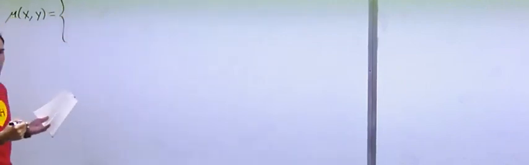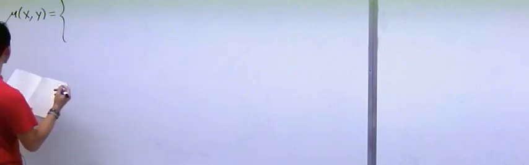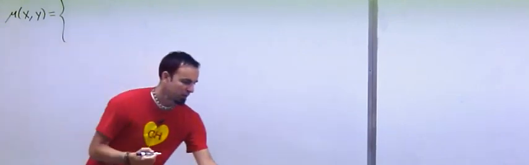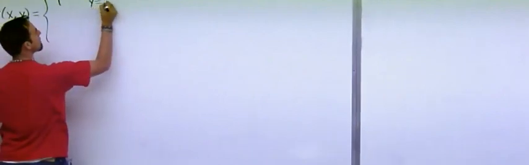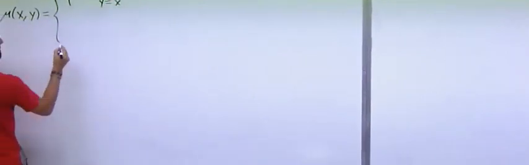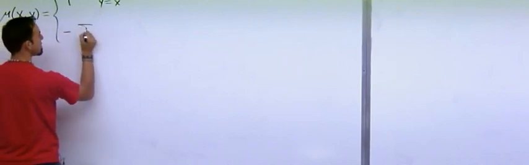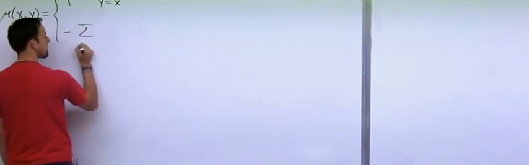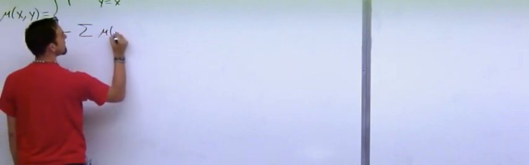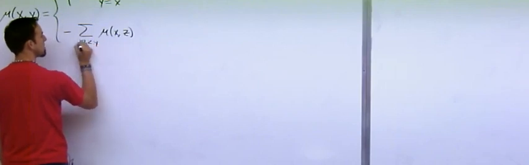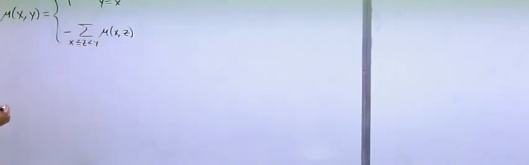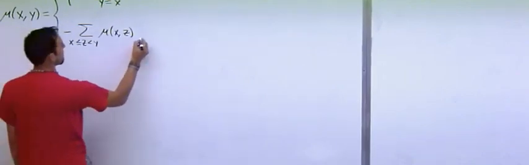Okay, so I'll remind you where we were. We were talking about Mobius functions, and I defined the Mobius function for you last time. So I said that it's 1 for y equal to x. And then if y is bigger than x, then you basically add up mu of x comma z for all z between x and y. So this is if y is bigger than x.